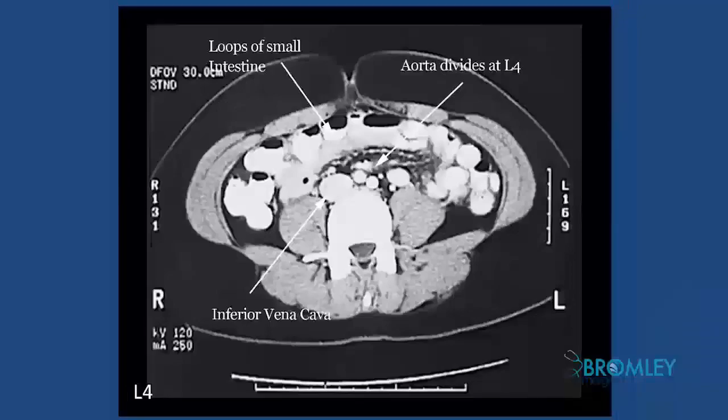We drop down one more level to L4. At this level, the aorta divides into the common iliacs, left and right. And so at this level, we've also got the convergence of the common iliac veins to form the inferior vena cava. There's a lot of loops of small intestine visible here, and they dominate the picture. These psoas muscles are seen quite distinctly against the fat behind them, and that's why they stand out so well on X-ray, because of the contrast between the muscle and the fat, the different densities.